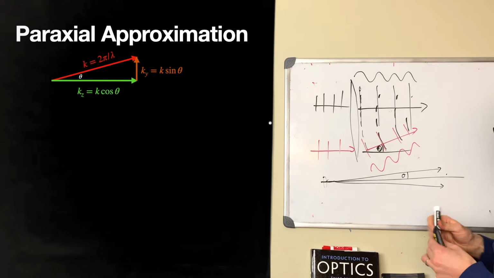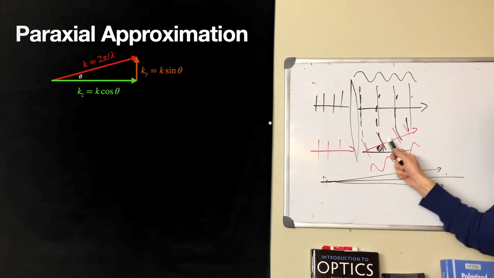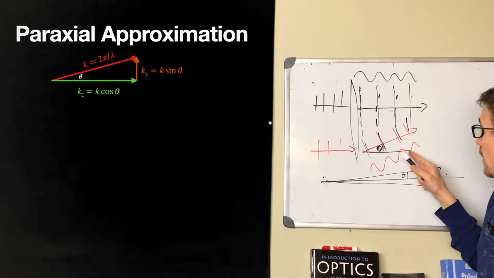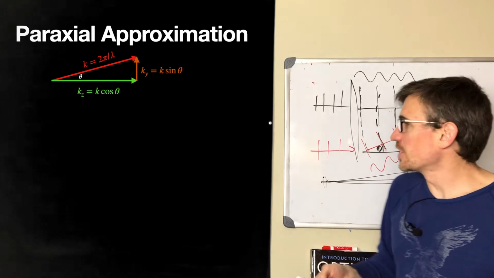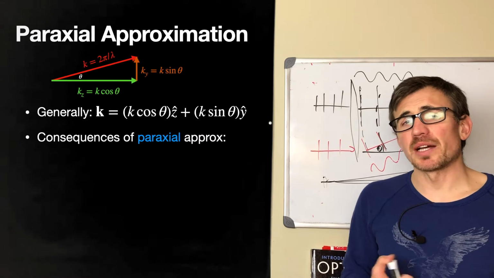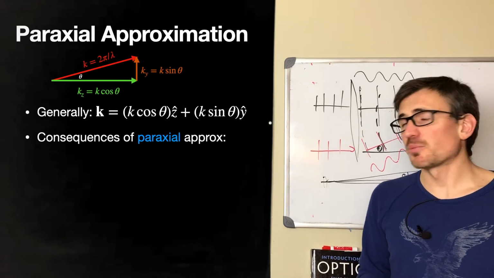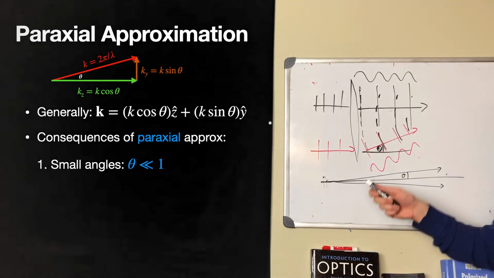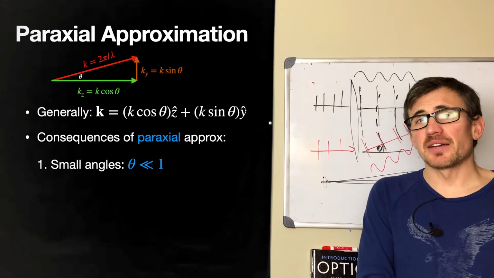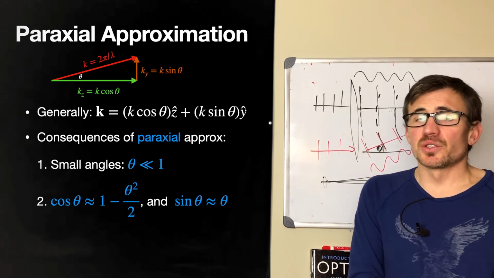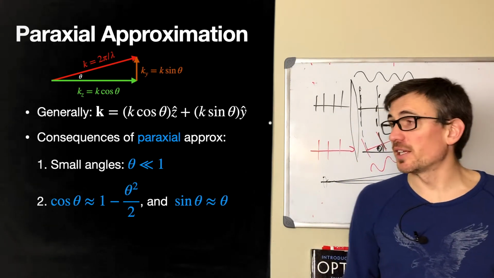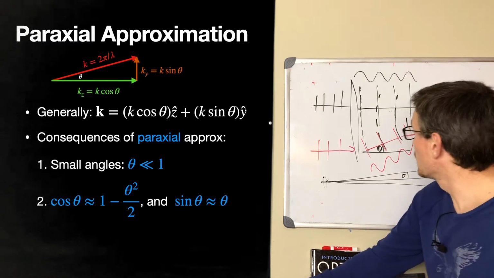Here's our k vector. This red k vector corresponds to here. Now it has a z component, which is going to be k times cosine theta. It has a y component, that's our transverse direction here, and it's going to be k sine theta. Okay? So let's think about what it means to apply the paraxial approximation now. The paraxial approximation means that we have small angles. Because we're near the axis, all the angles are small. And that itself is going to have some other spin-off effects, right? So first of all, we can apply the small angle approximation. The small angle approximation, you may have heard, is sine theta is approximately equal to theta.